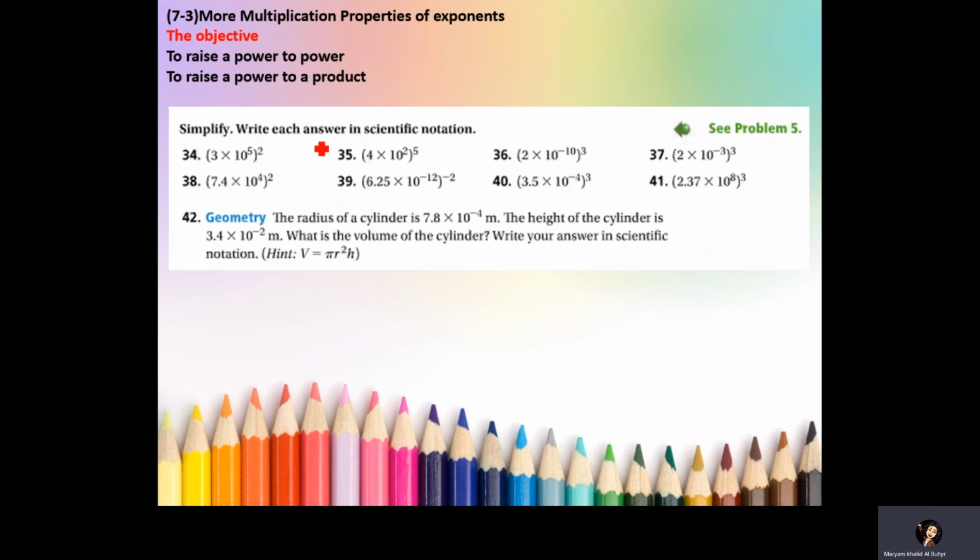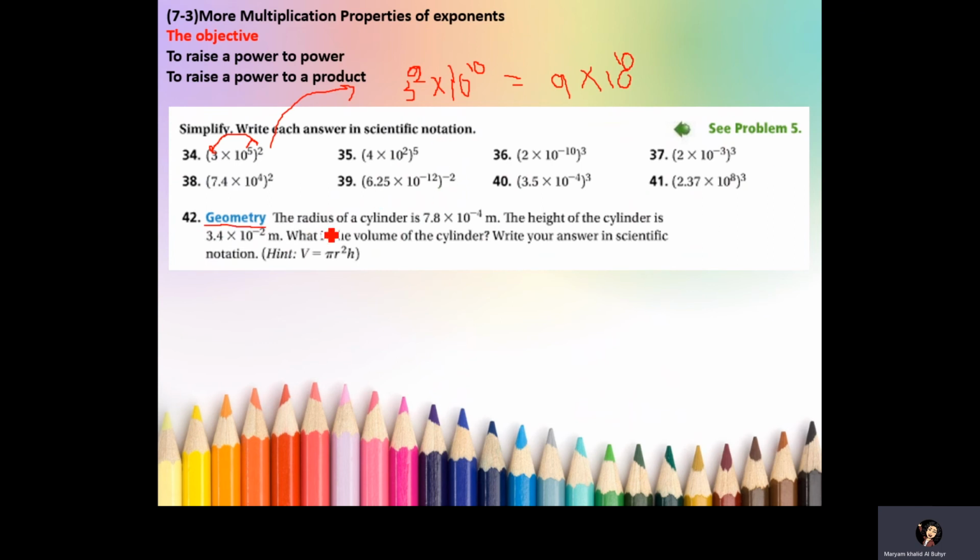Let me give you more examples. So for this question, all your job, you will distribute this one. So that will be 3 to the power 9 times 10 to the power 10. I'm sorry for this handwriting. So 3 to the power 2, it's 9 times 10 to the power 10. Same thing with the others. You will gonna work with all of them exactly the same idea.